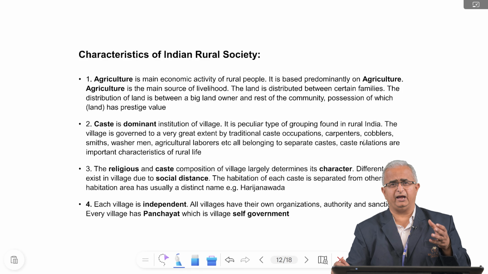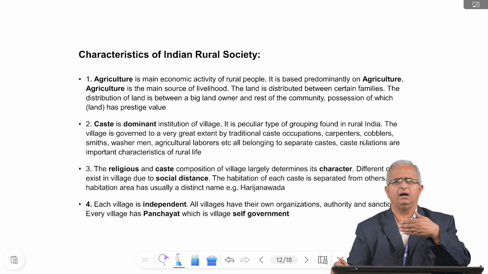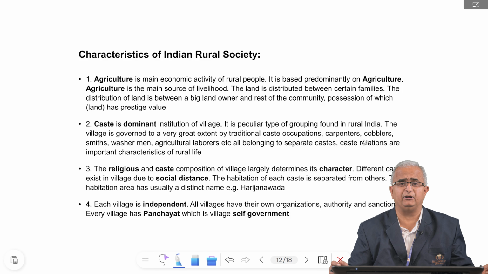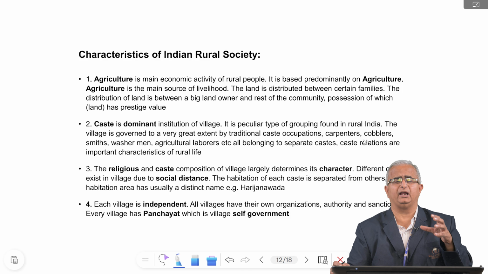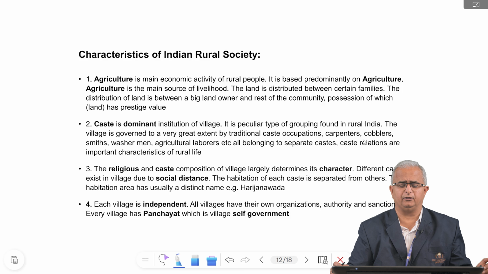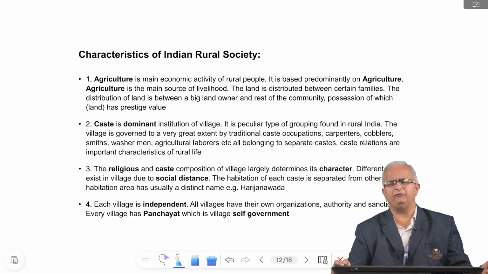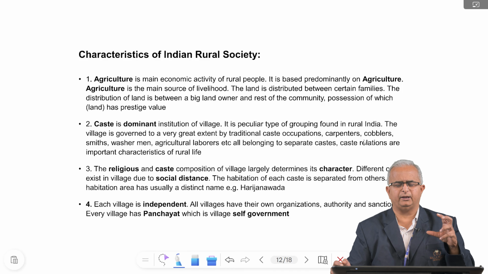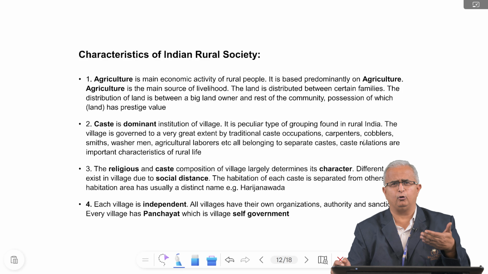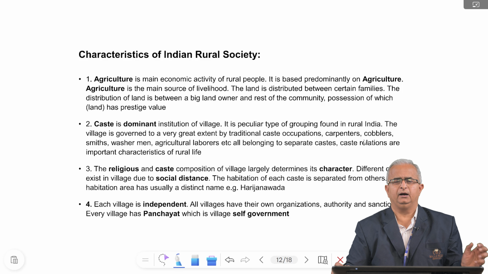And the habitations also vary in the villages. Where a certain group of people live also varies in the villages. And each and every village is independent. The village panchayat has its own organization, its own authority and sanctions. And the village panchayat is a self-government, we can say.